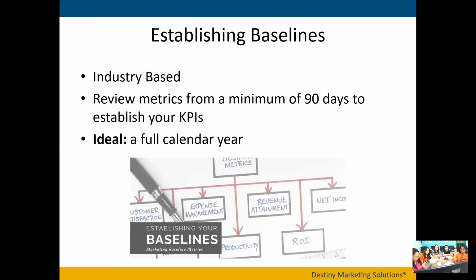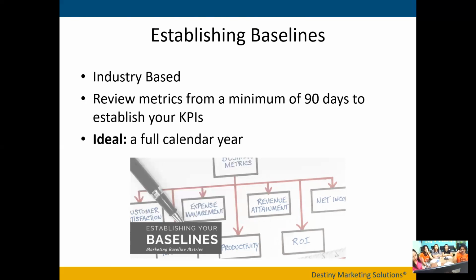Second bullet point here, you want to review metrics from a minimum of 90 days to establish your KPIs. One mistake you can make is just looking at one week or one month, and that one week or one month could have been really good as far as your metrics, or it could have been really bad, and then just using that as the model moving forward. You want a large enough data set, so the minimum is 90 days or about 3 months.